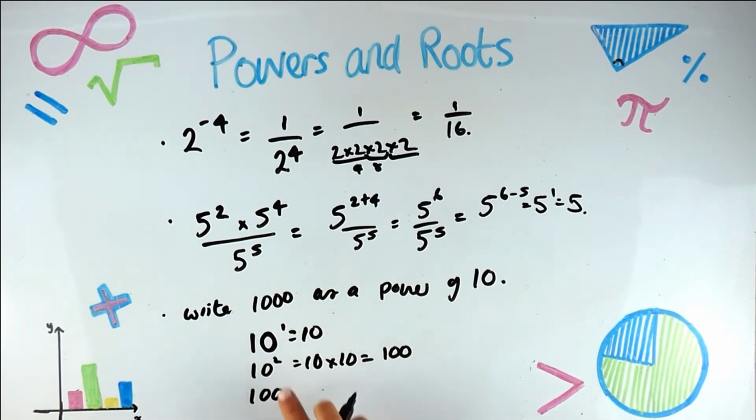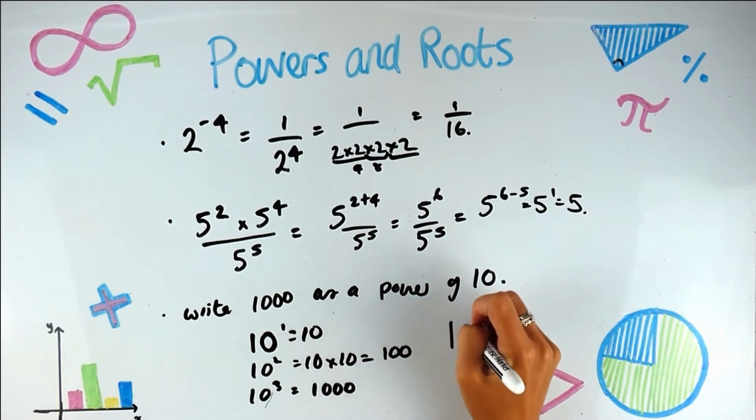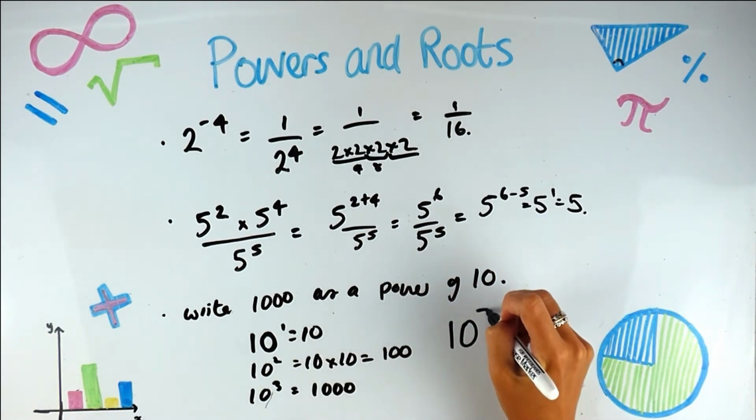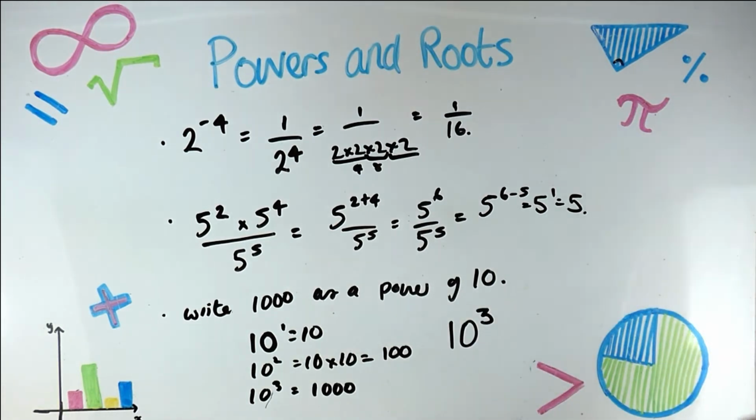So when it's 3, it's 3 zeros. And I'm going to stop there because I know that's the answer. So 1,000 as a power of 10 is 10 to the 3.